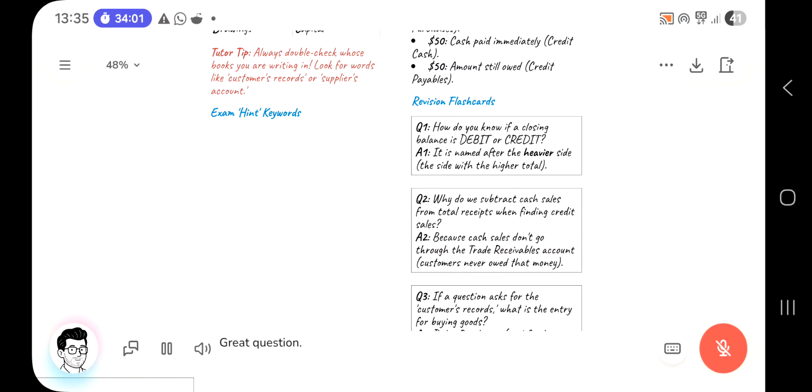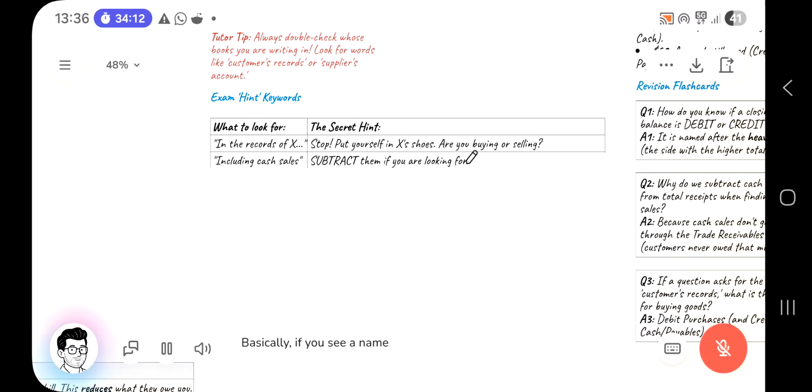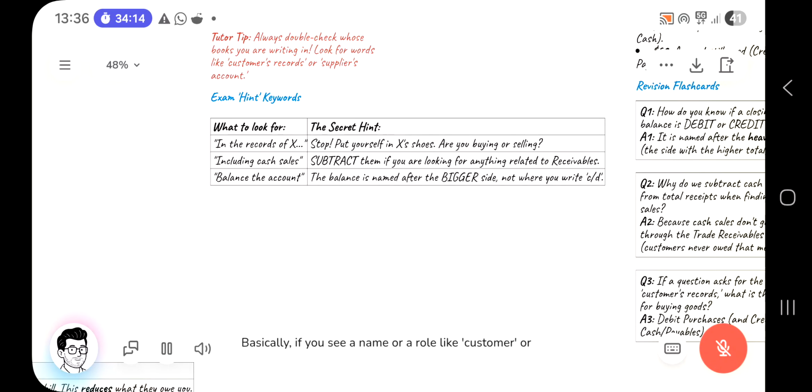Great question. The examiners always leave clues. You just have to hunt for them. Basically, if you see a name or a role like customer or supplier, underline it immediately. That's your compass for the whole question. And if they give you a total number like 85,000, always look for the word including. There's usually something hiding in there that needs to be taken out. Does that give you a better strategy for the next time you see it?